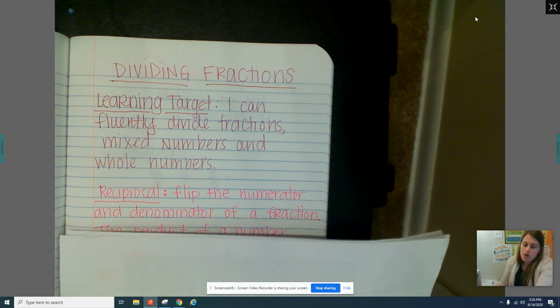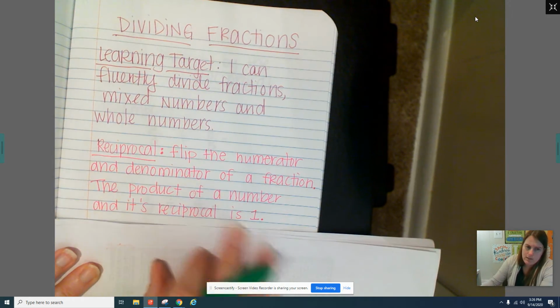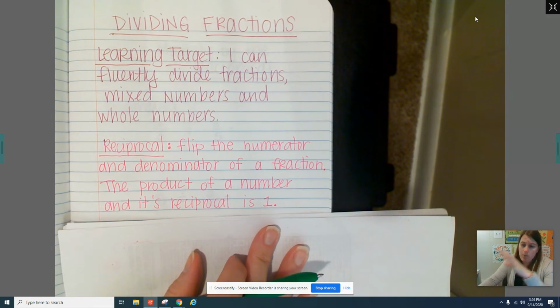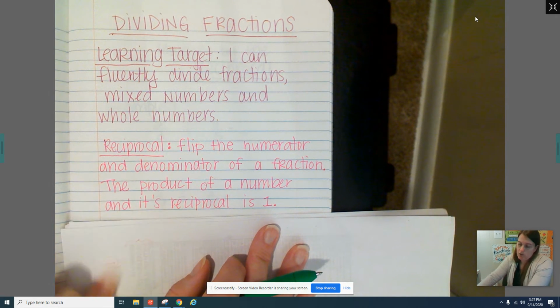The first thing we need to know before we start jumping into dividing fractions is what a reciprocal is. This is a really important definition for 6th grade, especially if you're going to be jumping into 7th grade math shortly, which we will be. We really need to know what this is. Reciprocal just means you flip the numerator and denominator of a fraction. And the product of a number and its reciprocal is 1. And remember, product means multiplication.